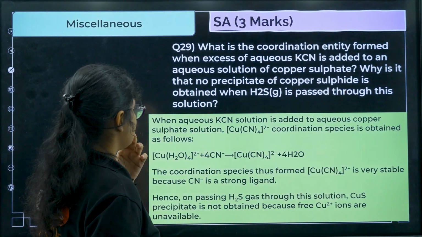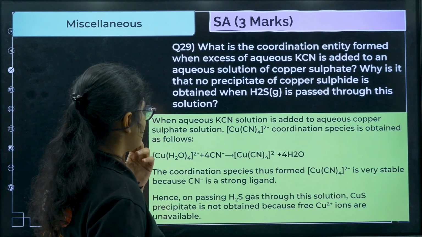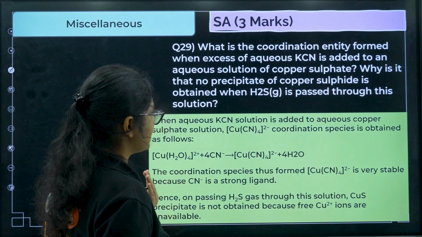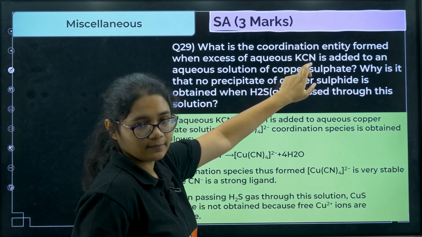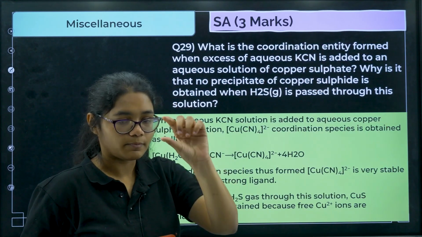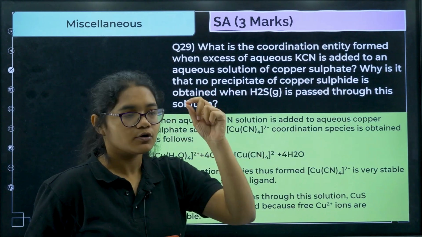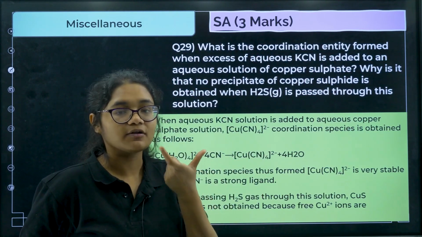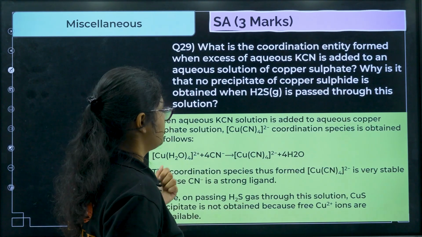Next, what is the coordination entity formed when excess of KCN is added to an aqueous solution of copper sulfate? Why is it that no precipitate of copper sulfide is obtained when H2S gas is passed through this solution? Very simple. When you have copper sulfate and you add CN, you get the copper cyanide complex. Once the copper cyanide complex is formed, copper is already inside the complex, it is not an ion. So, when you pass H2S gas from outside, copper inside the complex cannot come out and react with the sulfur, because it is a part of the complex. There is no Cu2+ ion left here. So, that is why no copper sulfide is formed, and no precipitate is formed.